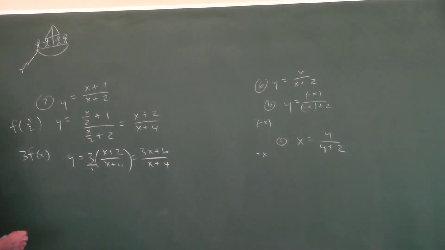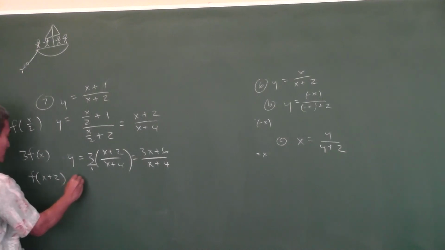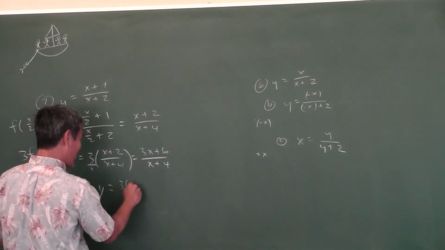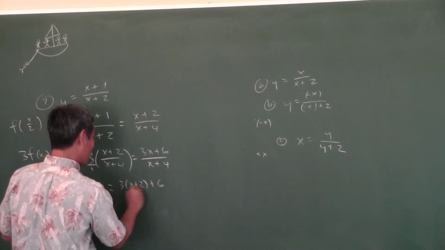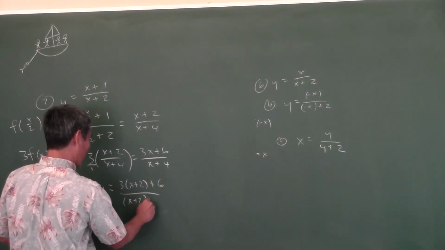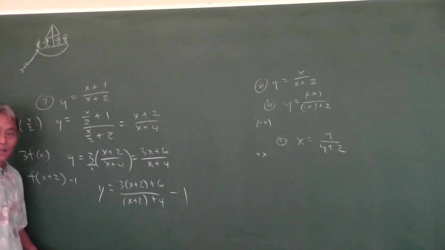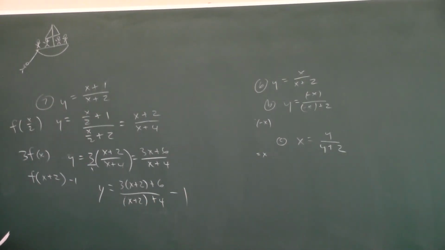Okay, next it says, translate it 2 to the left and 1 down. How do you make a graph go, what did it say? 2 to the left: x plus 2, and then 1 down: minus 1. So what you need to do is substitute x plus 2 for x. Wherever you see x, substitute x plus 2. That will make it go 2 to the left. And then to make it go 1 down, you just subtract 1 at the end, right? And then I will leave the simplifying to you.